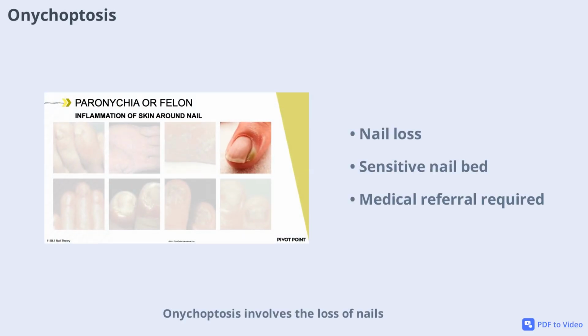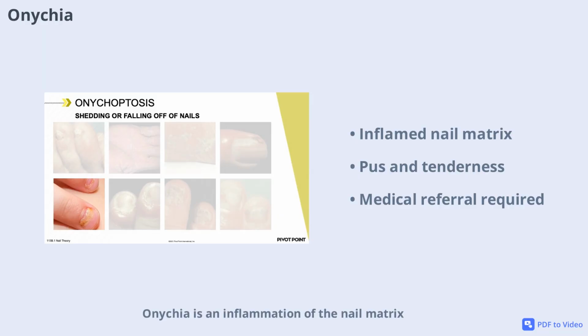Onychoptosis involves the loss of nails, which may regrow if the underlying disease is cured. It often affects only 1 or 2 nails, and the nail bed will be sensitive and should be protected while the nail regrows. No service should be performed on the affected area, and clients should be referred to a physician for proper care. Onychia is an inflammation of the nail matrix, often accompanied by pus formation, redness, swelling, and tenderness. The nail may stop growing and detach from the nail bed, and it may not grow back or may be deformed if it does.